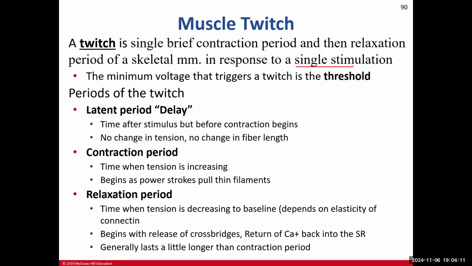We determined whatever that threshold value was with our voltage apparatus there. And so once we've achieved that, we get that minimal, that baseline, that minimum amount. We push the button, it sends off a certain current, and that current gives us a muscle twitch, contraction followed by relaxation. So what else should we know when we're talking about a muscle twitch?